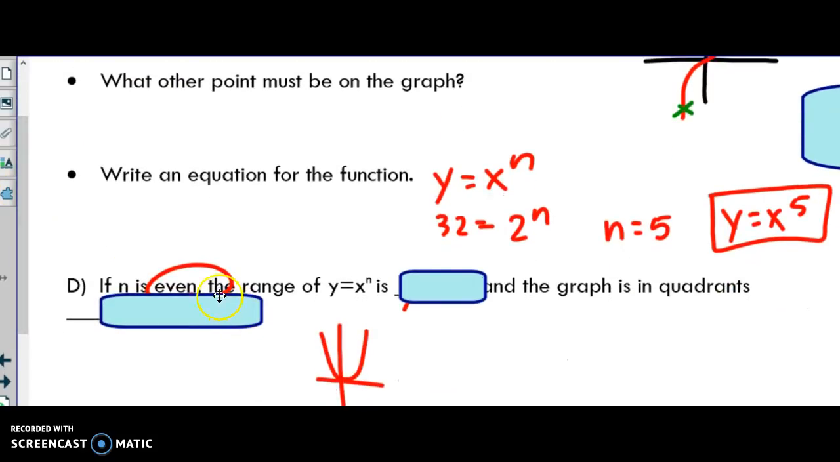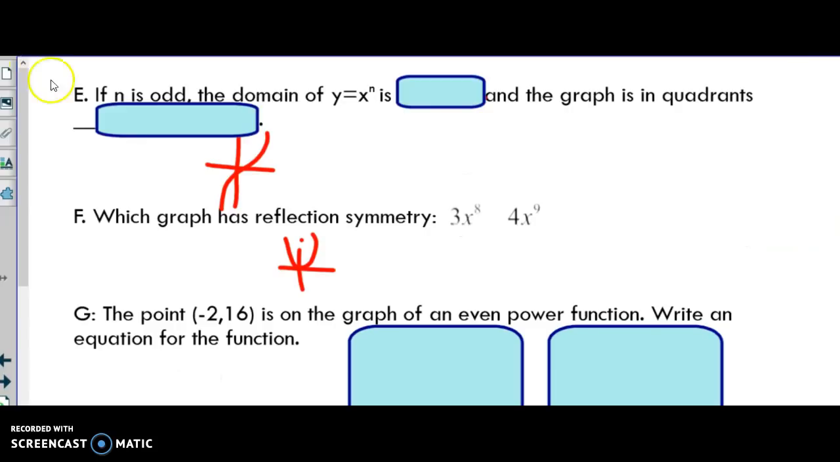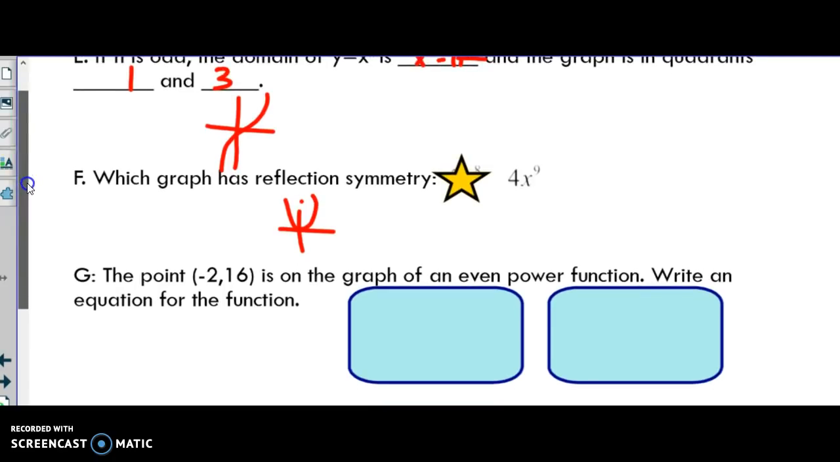Question D, if n is even, what is the range and what quadrants? So even is going to be your parabolic shape, so the range is y is greater than or equal to 0, and they are always in quadrants 1 and 2. E asks about an odd function, so there's your S-shaped curve. The domain of every S-shaped curve or cubic would be all reals, and it is always in quadrants 1 and 3. Question F, which graph has reflection symmetry? So reflection means it would be a parabolic function, which means it would be an even power. So we are looking for 3x to the 8th. That guy.